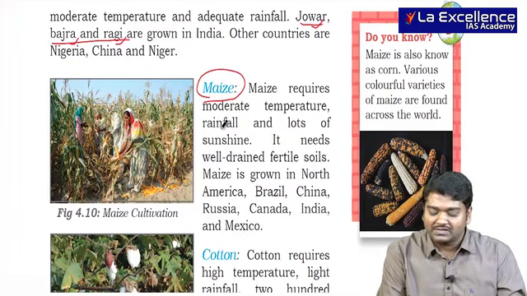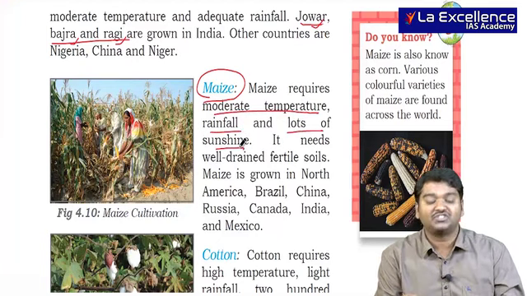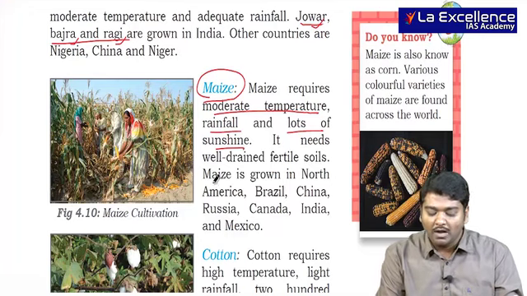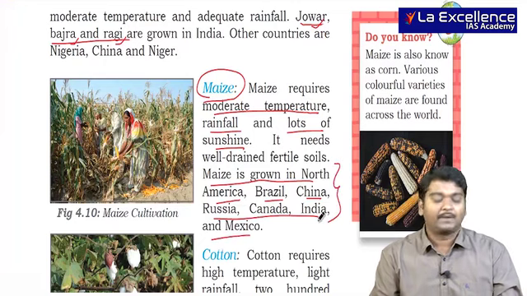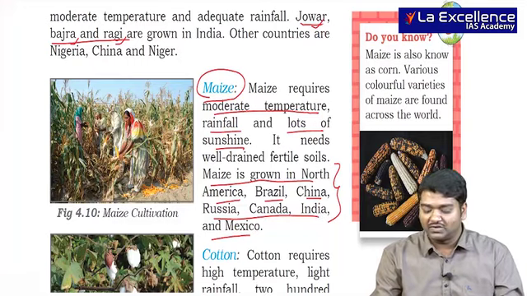So maize requires moderate temperature, moderate rainfall, but a lot of sunshine. So regions where high temperature is seen, usually it is grown. Maize is grown in North America, Brazil, China, Russia, Canada, India and Mexico. But mostly in America and European countries you see this.